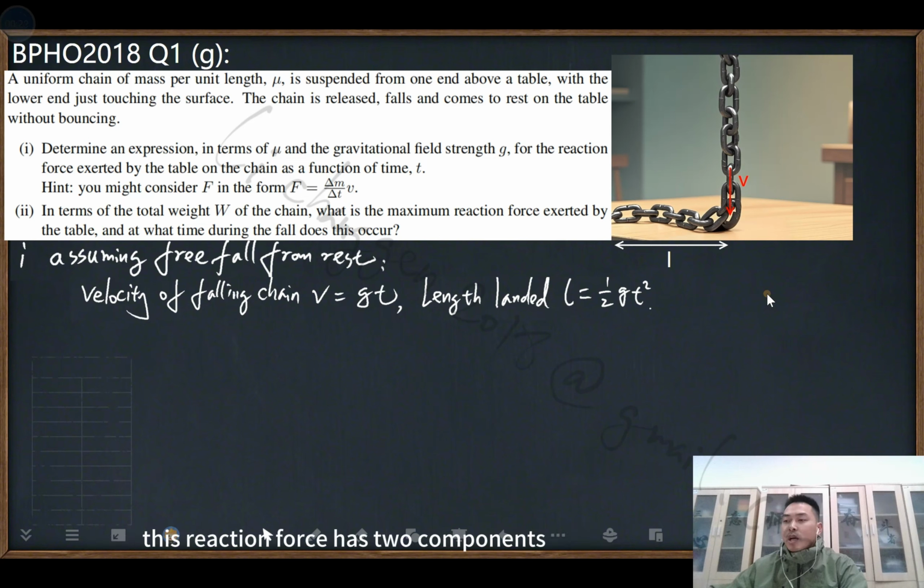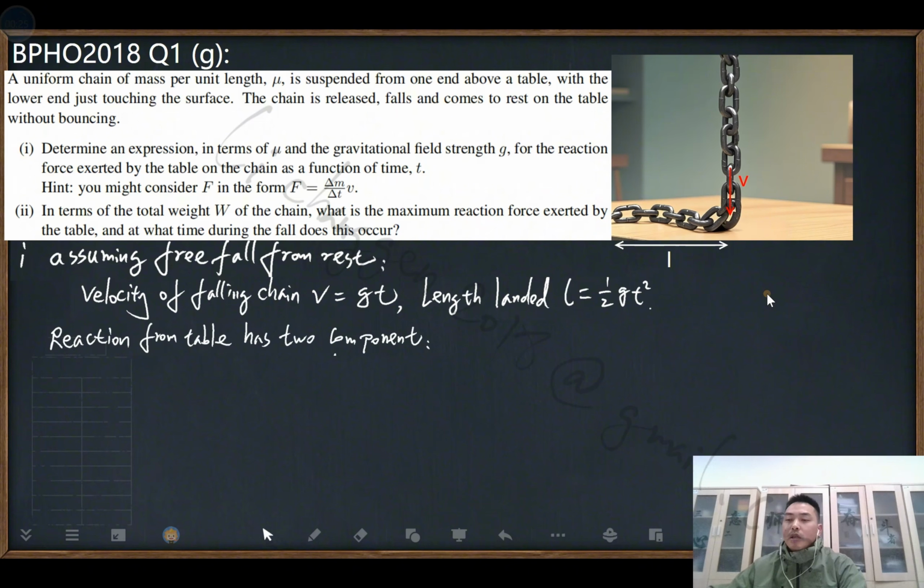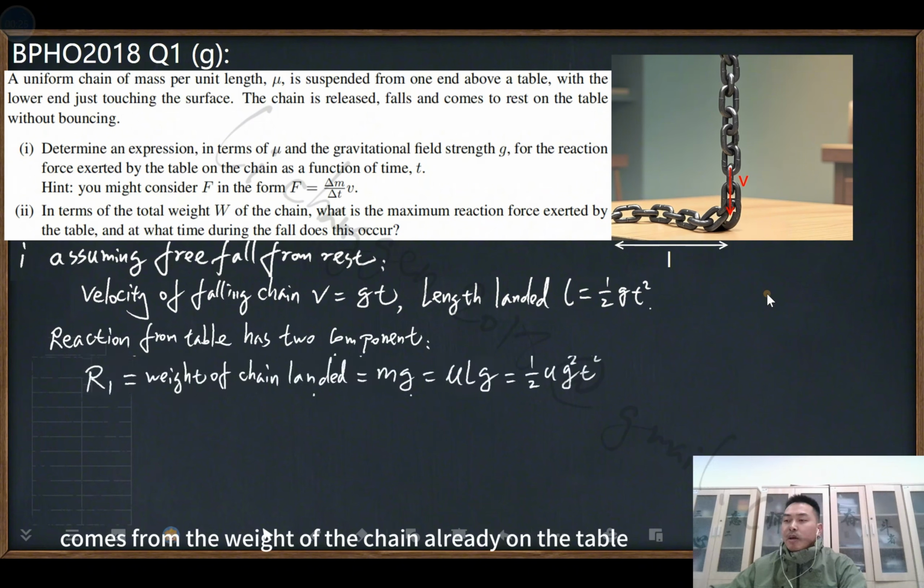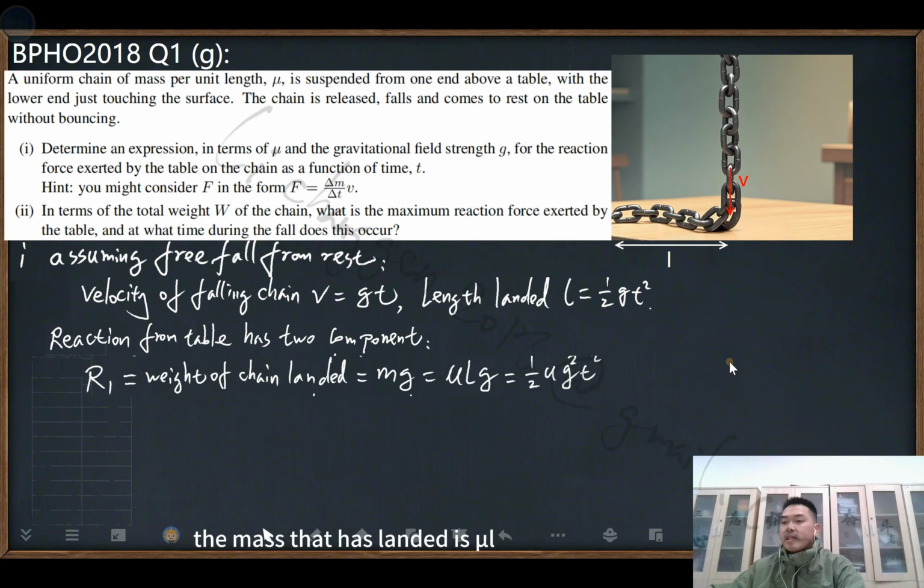This reaction force has two components. The first component, R1, comes from the weight of the chain already on the table. The mass that has landed is μL, and weight is mass times g, so R1 equals mu times L times g, simplifying to 1/2 mu g squared t squared.